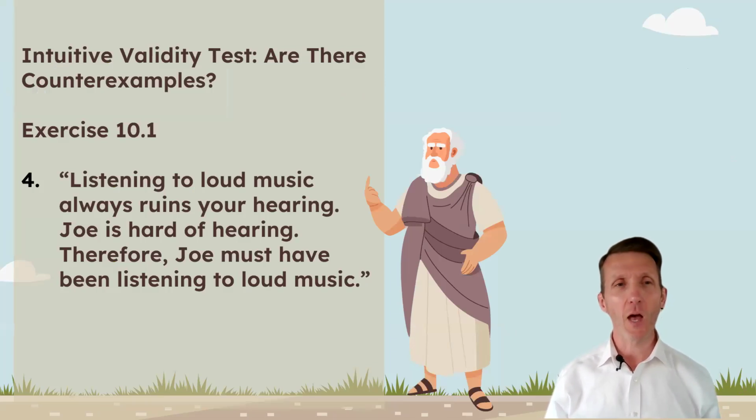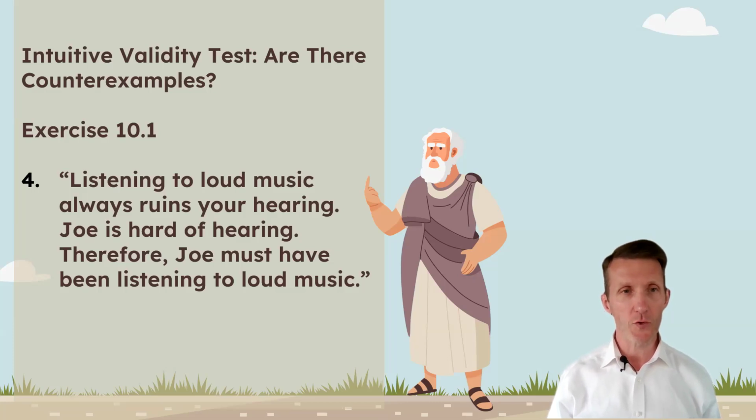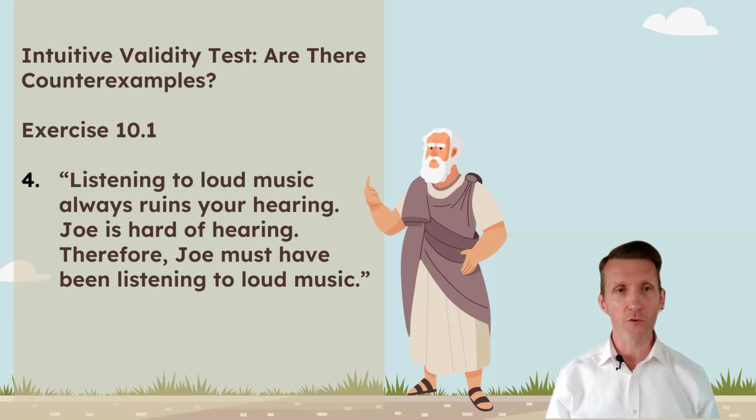Simple. Listening to loud music always ruins your hearing. Joe is hard of hearing. Therefore, Joe must have been listening to loud music. Can you think of a counterexample in which the premises are true but the conclusion false? So listening to loud music always ruins your hearing. I'm not sure it always does that, but we're going to assume for the sake of argument, for analyzing the internal structure and determining whether it's valid or invalid, that that is true.